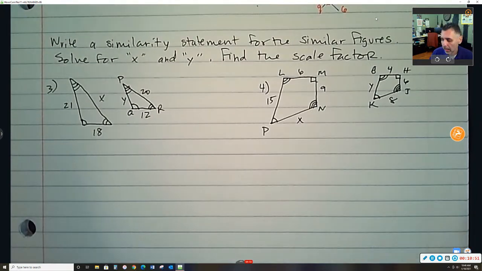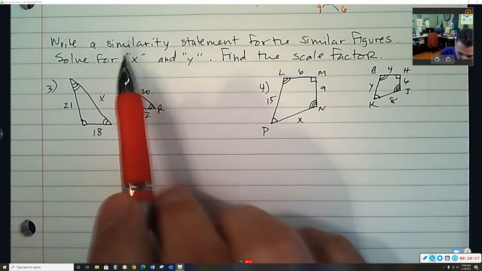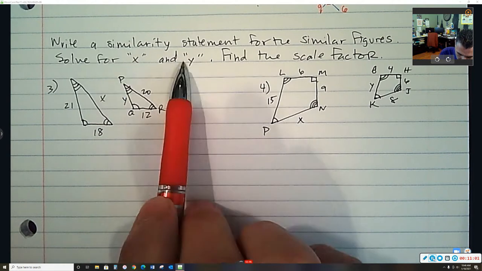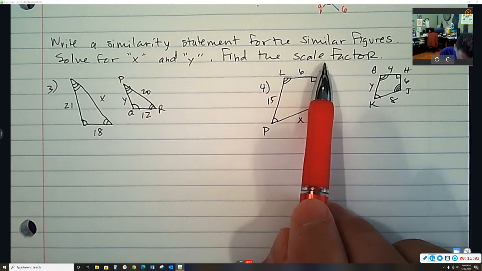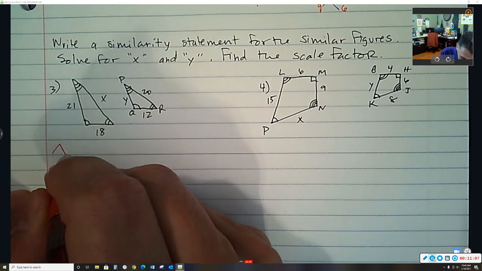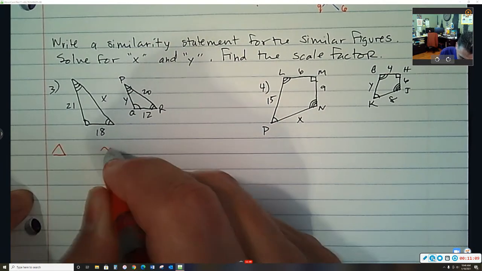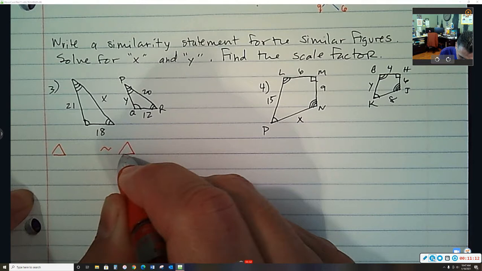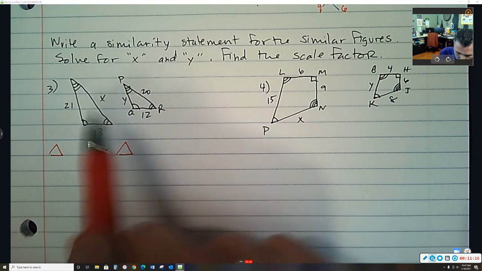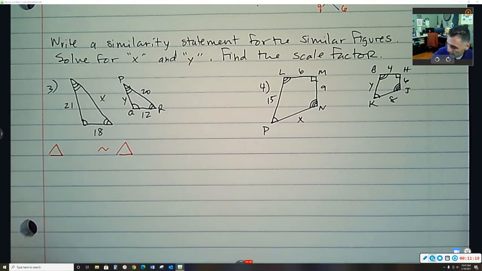So for this last one, there's a couple of things they want us to write. First, the similarity statement. They want us to solve for x and y and find the scale factor. Okay, so the similarity statement, because these are triangles, I can go ahead and write the triangle or use this triangle symbol. And then to name it, oh, I forgot to put letters on this one.